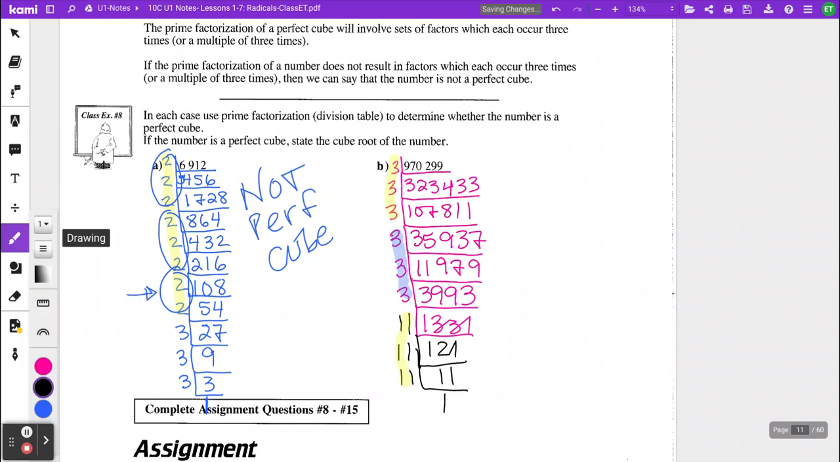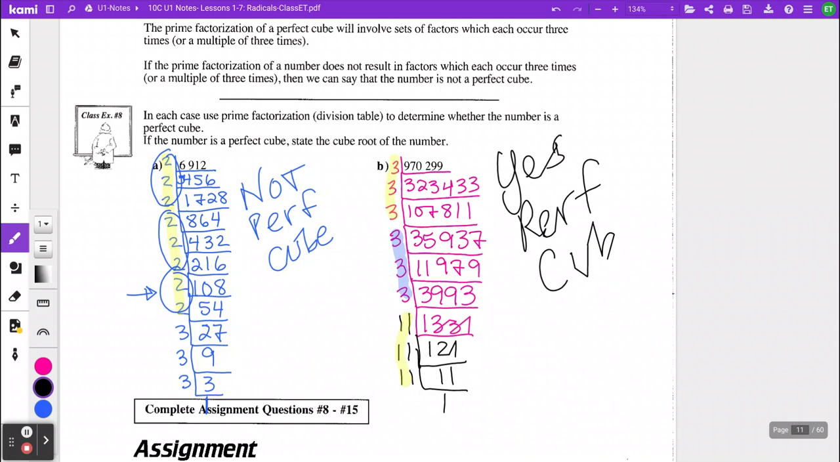It froze again. I'm showing you from the 121 where it froze: it's going to make 11 and 11, and 11 will divide by 11. So that means this one is a perfect cube, because all of its prime factors occurred in triples.